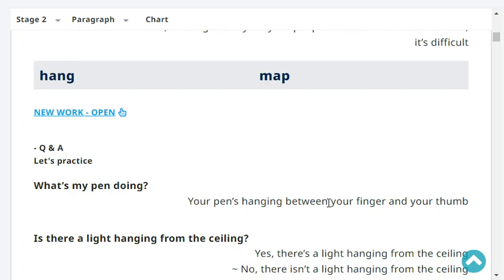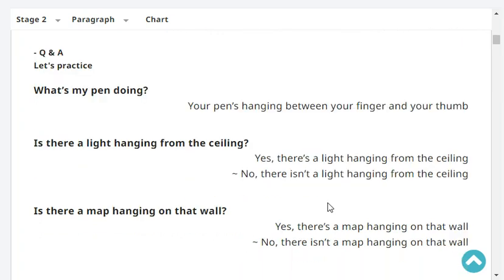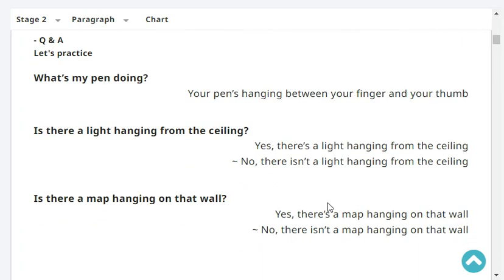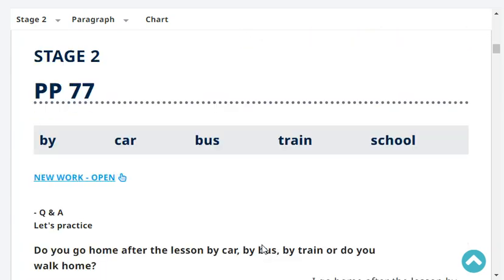Is there a light hanging from the ceiling? Yes, there's a light hanging from the ceiling. Is there a map hanging on that wall? Yes, there's a map hanging on that wall. Very good.